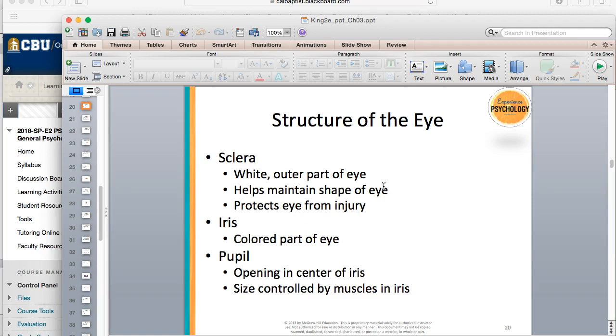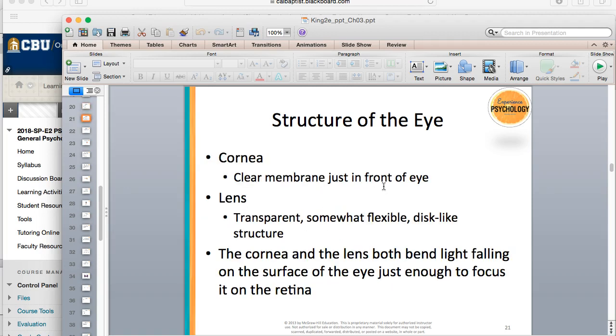A lot of times you've probably heard about pupils being dilated, specifically when you go to the doctor or eye doctor, and they put those drops in your eyes to dilate your pupils so they can see on the inside of your eye. That's really interesting too. And with some specific drugs or medications, this may happen to your pupil as well. So it's very interesting in terms of psychology.